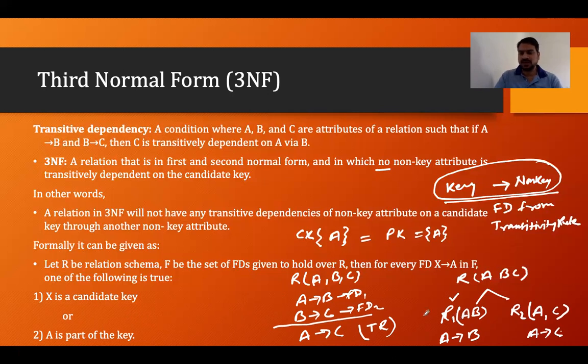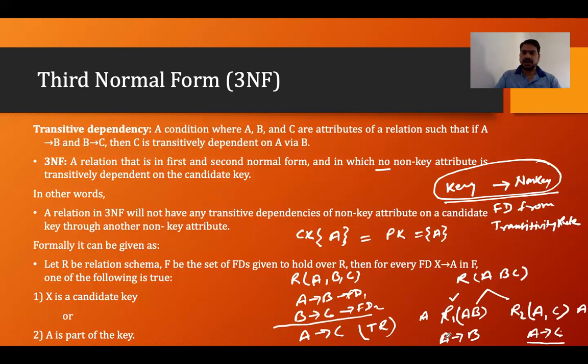Here what is the candidate key? A is the candidate key. Here what is the candidate key? A is the candidate key. It means A is the primary key, A is the primary key. This primary key is determining a non-key which is not found by the transitivity rule. It is part of this particular table, and this is part of this particular table. So I think you understood the third normal form.